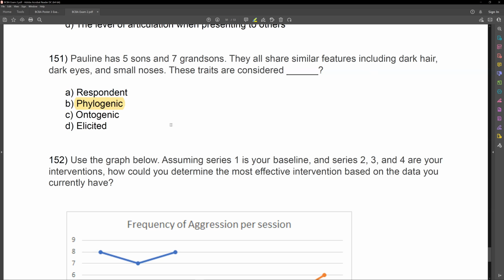Ontogenic would be learning history. So antecedents, consequences. If we were talking about how the sons behaved based on their learning history, we would be talking about ontogenic, but we're not. We're talking about these genetic traits, dark hair, dark eyes, small noses. We're talking about phylogenic traits.